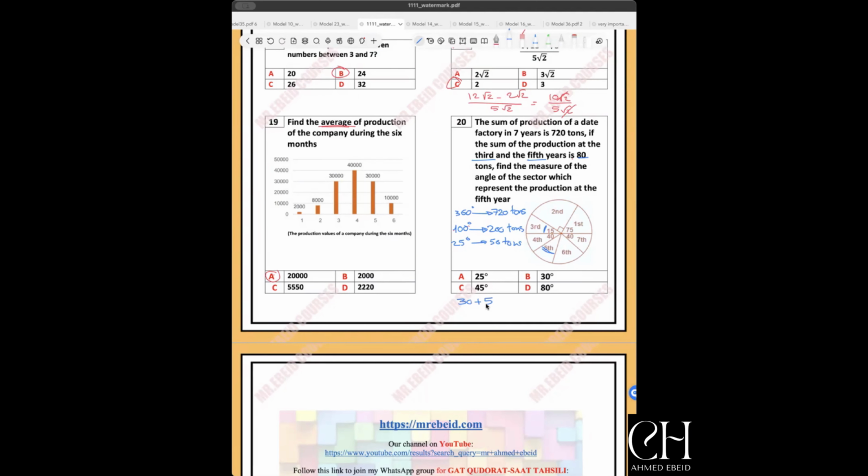Plus the 5th. You don't know the production of the 5th. Their sum equals 80. Subtract 30 from both sides, so the 5th equals 80 minus 30, which equals 50 tons. So the production of the 5th year is 50 tons. And we said if you have the production, divide it by 2 to find the angle, so it will be 50 divided by 2, which equals 25.